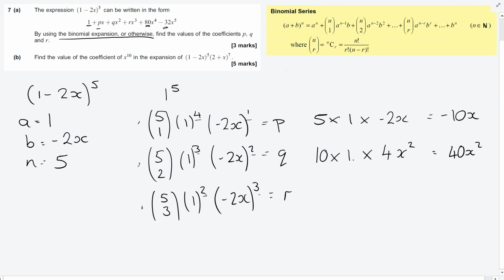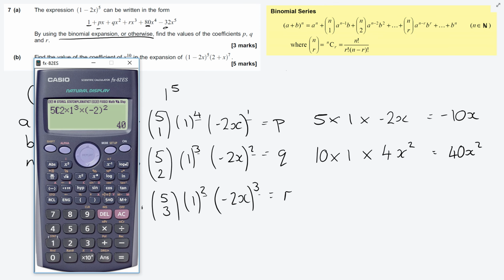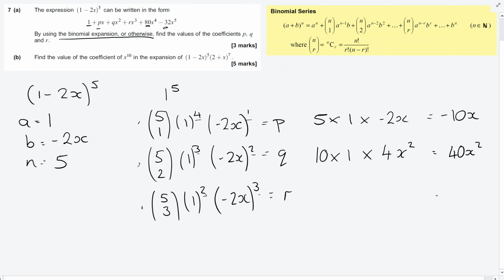The final one is going to be 5 choose 3, so again going back in and editing this formula. 5 choose 3 is now 1 to the power of 2 and minus 2 to the power of 3, which gives me minus 80. So it's going to be minus 80x cubed. And again, I've been a bit lazy and I really should come through and complete this.